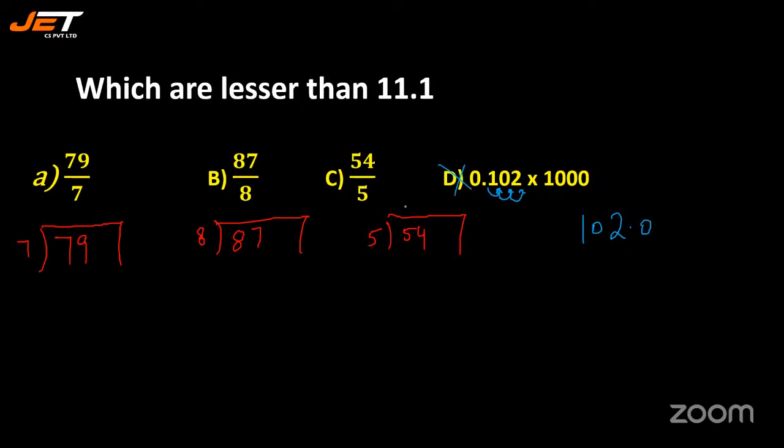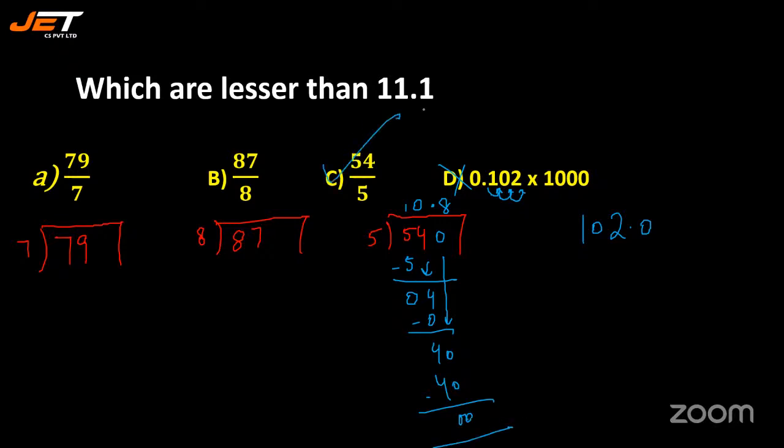Let's check for this. 5 times 1 is 5. 0, bringing down 4. 5 times 0 is 0. 4 here. Putting an extra 0. 5 times 8 is 40. I can say that this is less than 11.1.